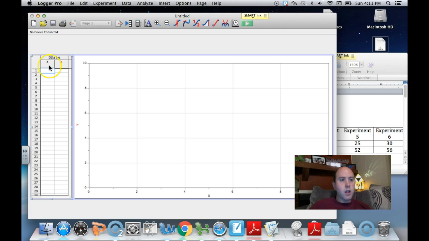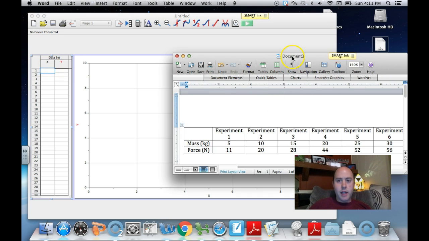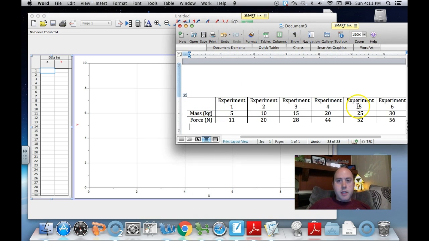Anyways, if I look at my data, I see that I did 6 experiments to see how force changes when I change the mass. So I'm changing the mass. I'm adding 5 kilograms every time, so 5, 10, 15, up to 30. And I wanted to see how force changed. So mass is the independent variable. It's what I controlled. And I wanted to see how force depends on the amount of mass. So force would be my dependent variable.